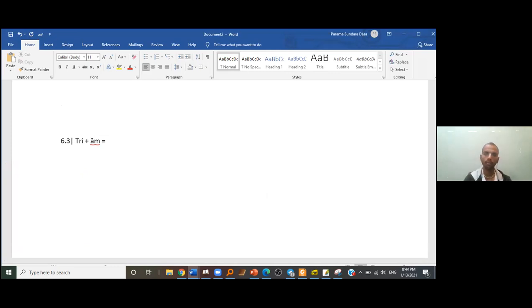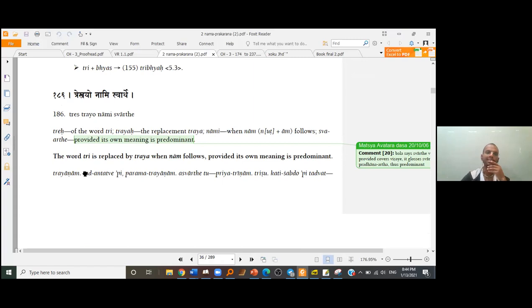So then Vamana Gopi Radha Vinodami Ityadi. Then we make three Nam. So Trestrayo Nami Swarthi. The word three is replaced by Traya when Nam follows, provided its own meaning is predominant. Swa Arthe. Swa means its own, Arthe means the meaning, in its own meaning. Now, the need for saying Swarthe is that sometimes, when a compound, a samasa, is being made, the numerals are used in a secondary sense, not in a primary sense.